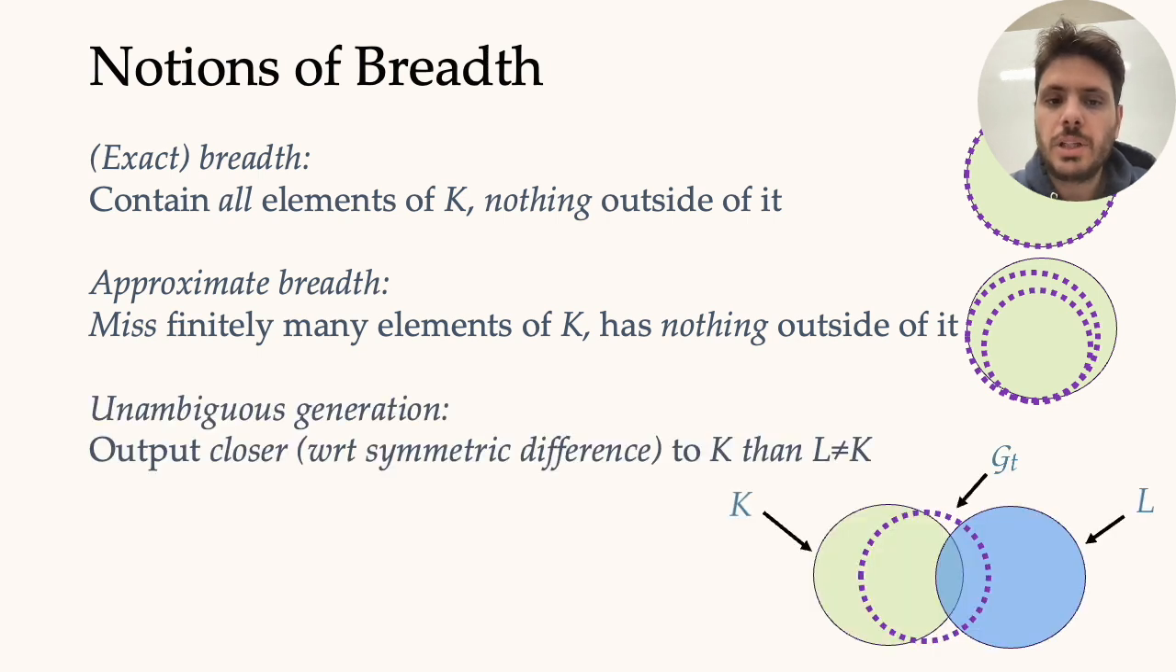Finally, we introduce the notion of an ambiguous generation, and by that we require that the output of the generator is closer to K than any other language that is not K, and the closeness is measured with respect to the symmetric difference. Pictorially, we have the target language K, which is still denoted by this green shaded circle, some other language L, which is denoted by this blue shaded circle, and still we can see that the output of the generator looks more like K than it looks like L.